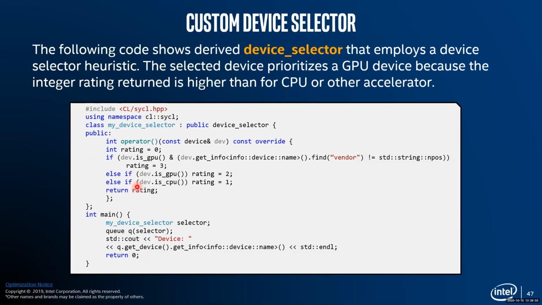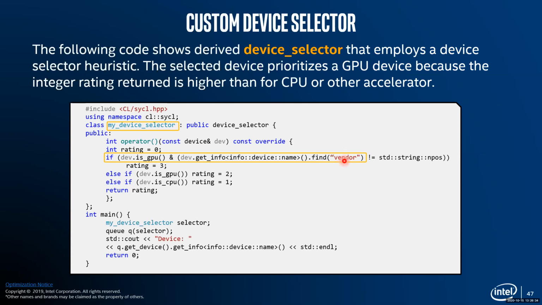I was talking about that, right? How we create a custom device selector. If you want to, let's say, target a vendor specific driver, let's say you want to target an Intel specific GPU, right? This is how you create a selector. I created a selector called my device selector, which derives from the device selector class. And I just gave a simple logic, right? So this is an example.